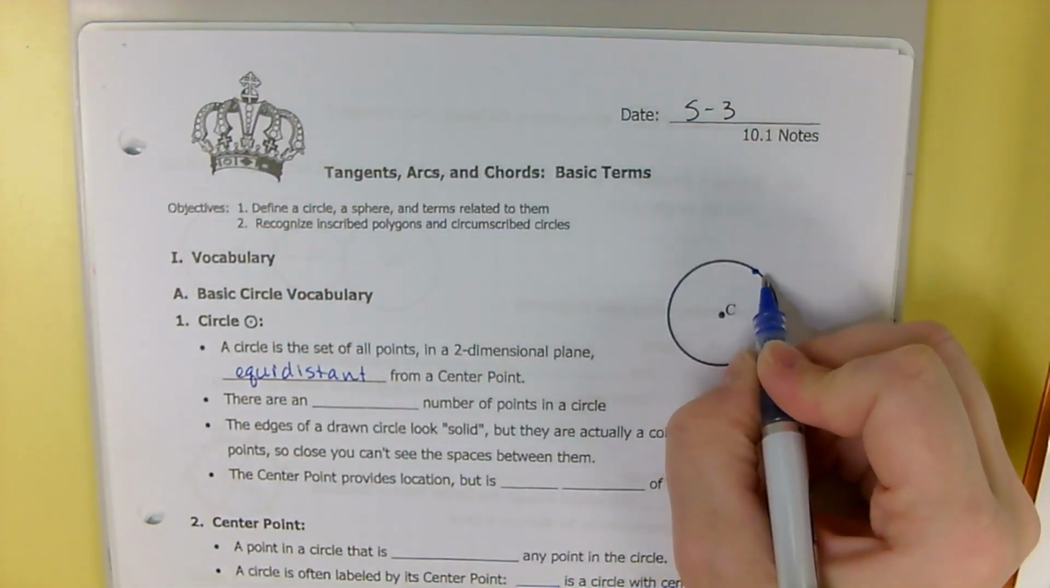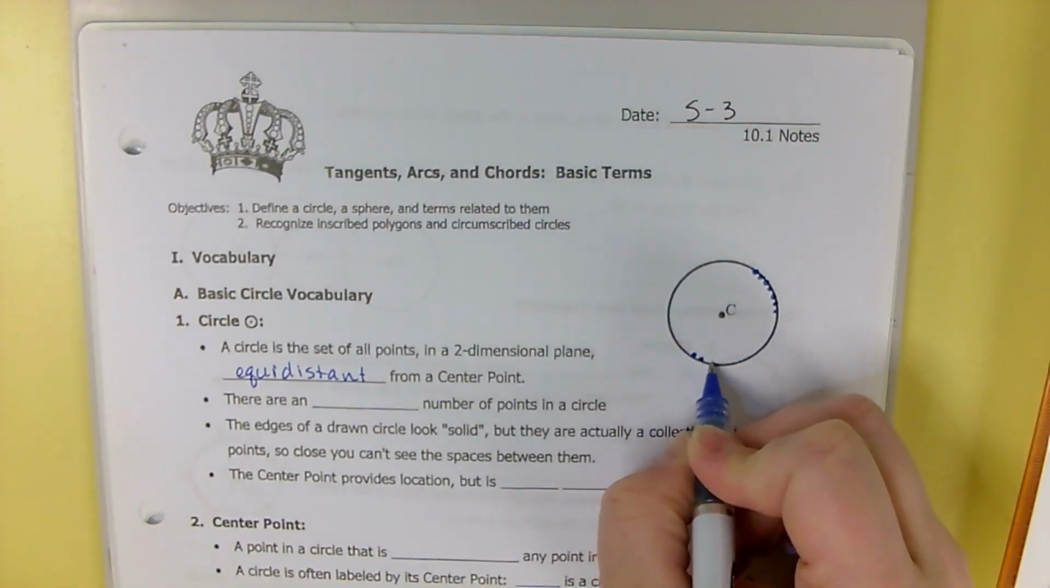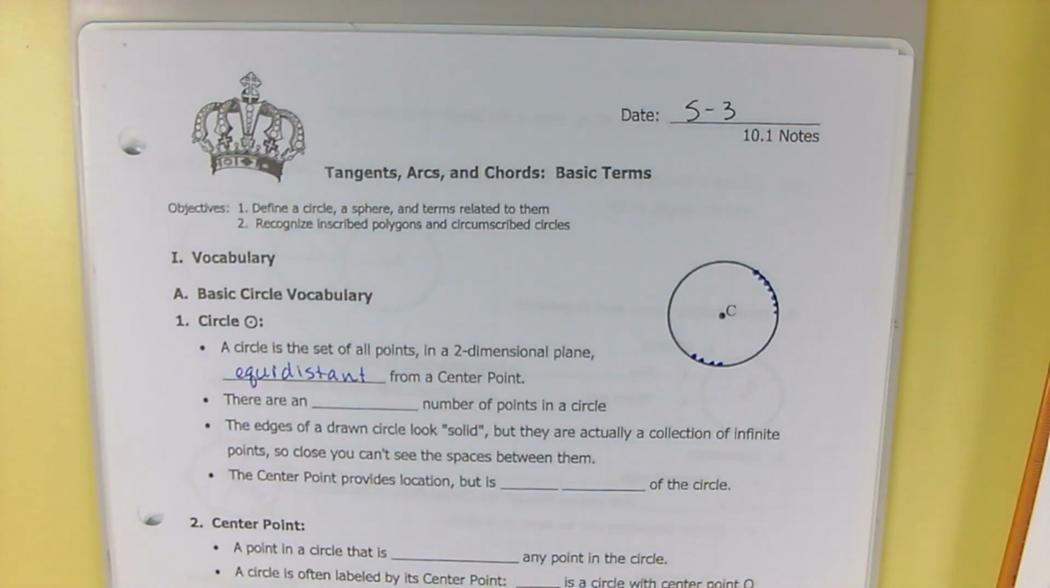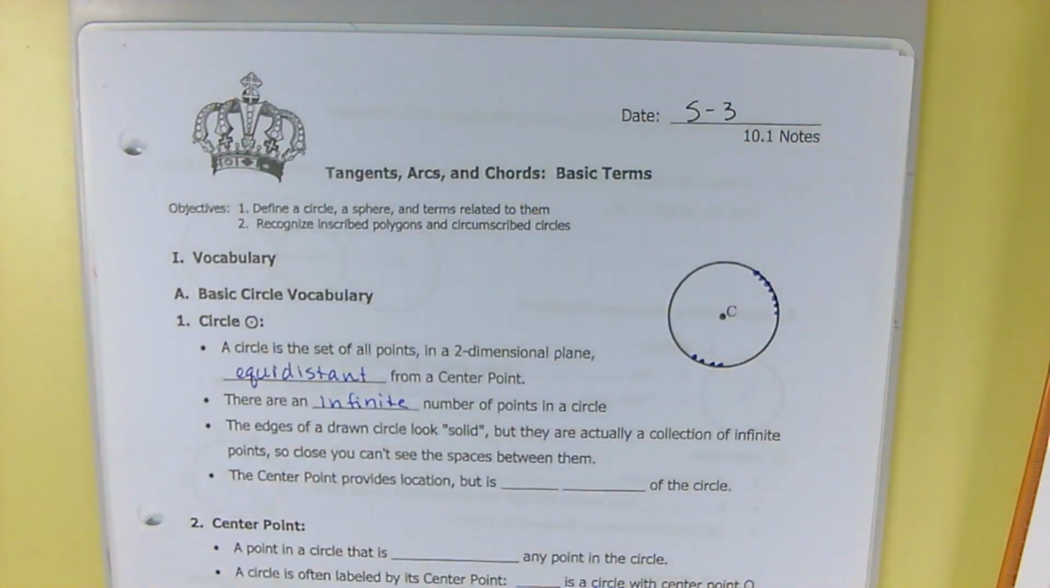So all the points on a circle are the same distance to the center, no matter where on the circle you are. There are an infinite number of points in a circle. The edges of a circle look solid, but they're actually a collection of infinite points, so close together you can't see spaces in between them. So it's an infinite collection of points.